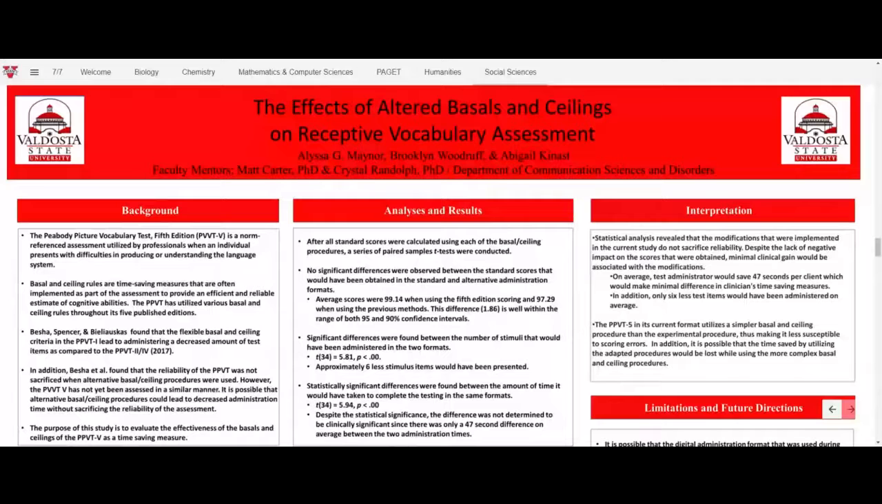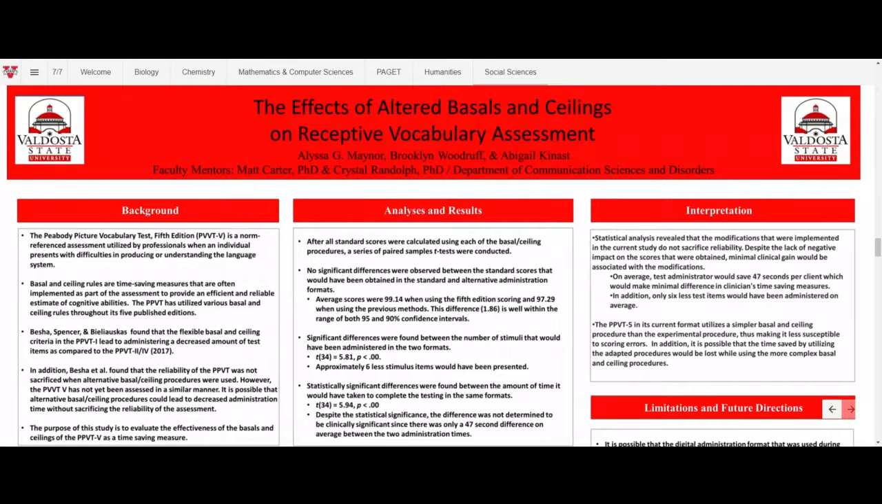If we'll move on to Alyssa Maynor. And let's say, Alyssa, what tab should Danielle first be going on? Hello, I'm Alyssa Maynor, and I'm on the same poster as Brooklyn and Abigail Keenan. Oh, I'm sorry. I didn't twig on to that.